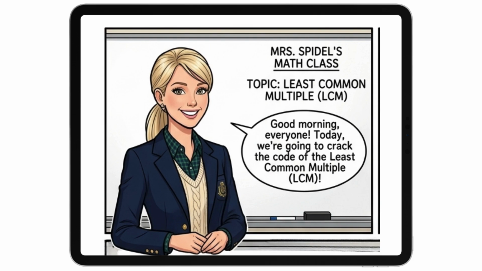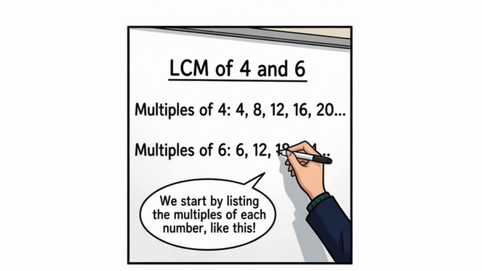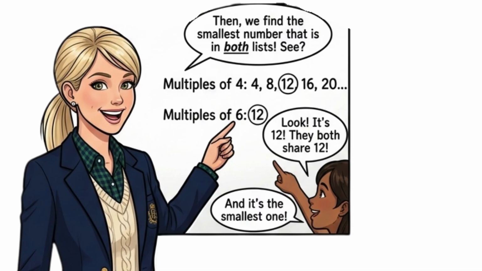Good morning, everyone! Today, we're going to crack the code of the least common multiple, LCM. Let's find the LCM of 4 and 6. We start by listing the multiples of each number, like this. The multiples of 4 are 4, 8, 12, 16, 20. The multiples of 6 are 6, 12. Then we find the smallest number that is in both lists. See? Look! It's 12. They both share 12, and it's the smallest one.